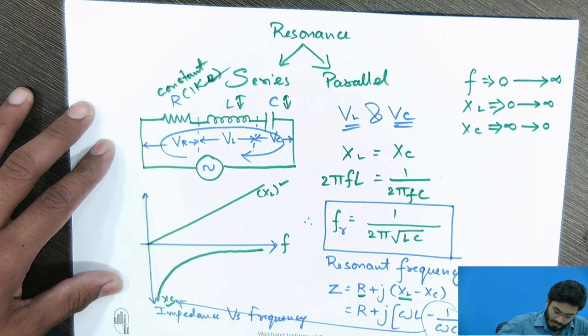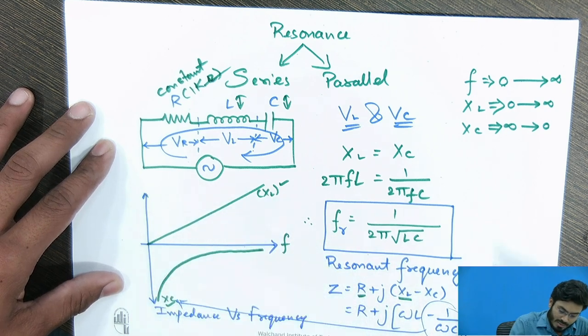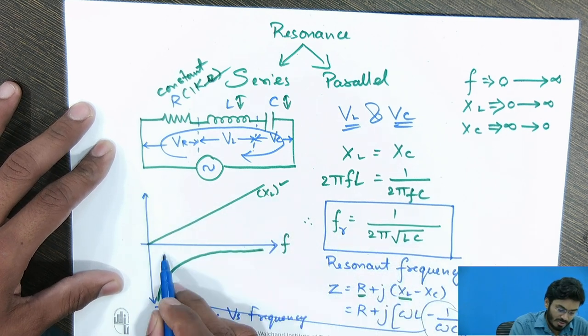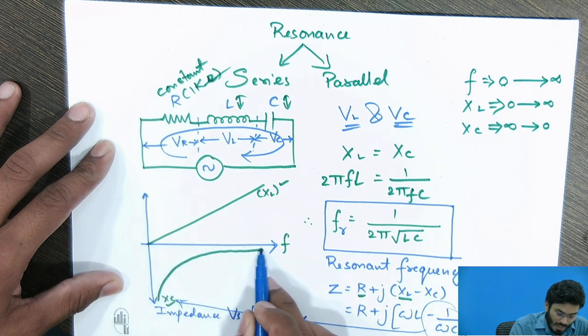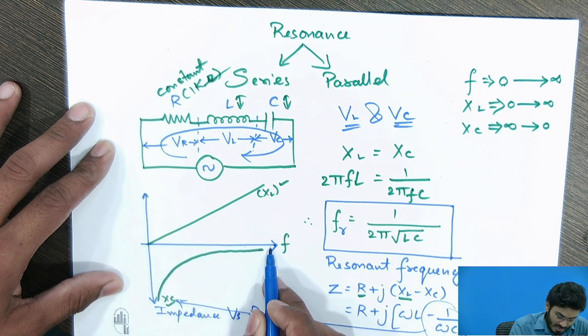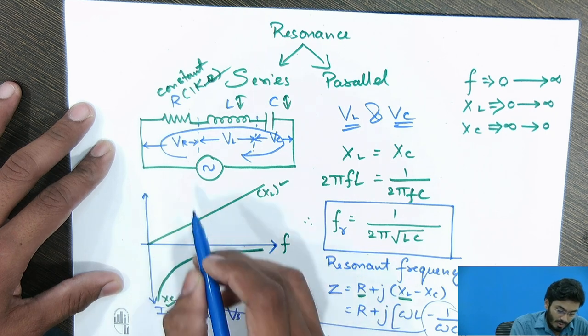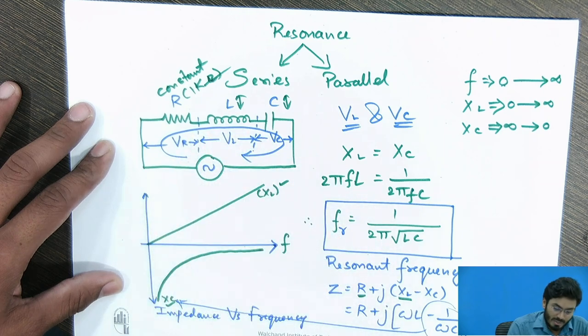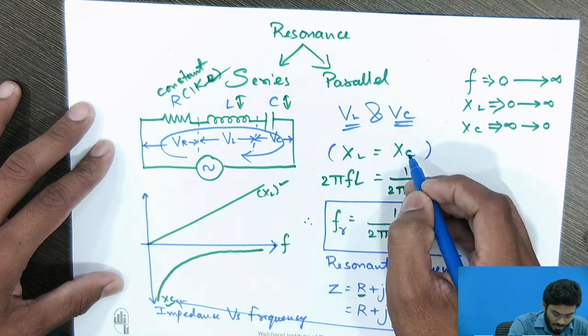Now, as I said, we have something known as resonant frequency. So where is resonant frequency on this graph? Resonant frequency is going to appear somewhere on your x-axis whenever the resonant condition in your series RLC circuit happens. And when is a series resonant circuit said to be in a resonant form? It is said to be in a resonant form whenever XL is equal to XC.